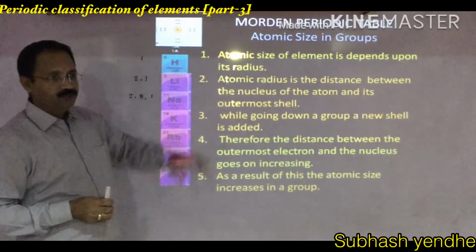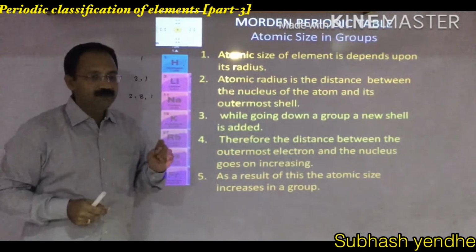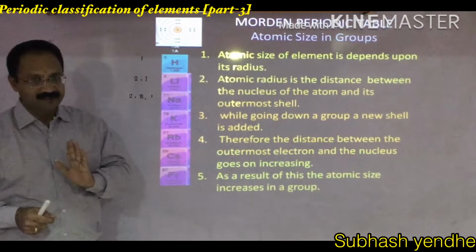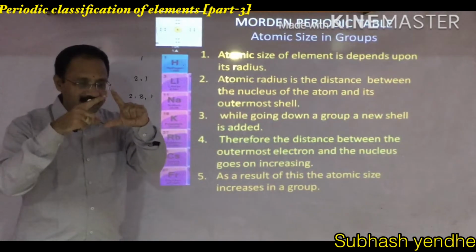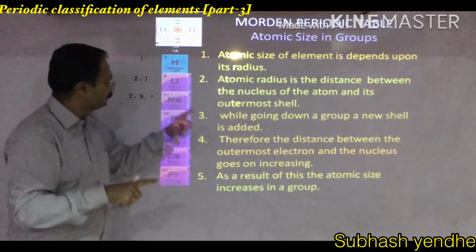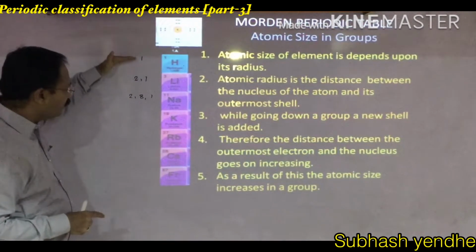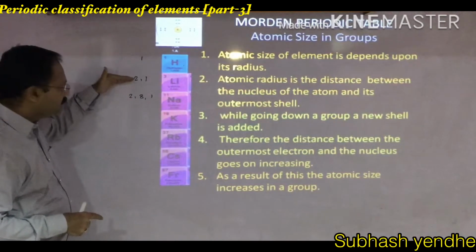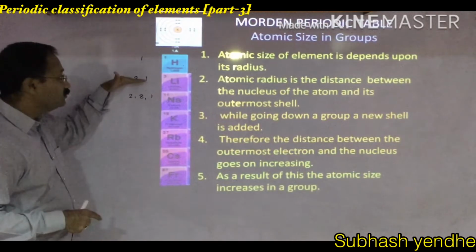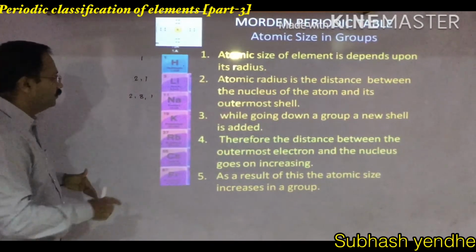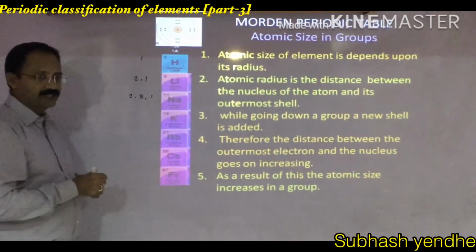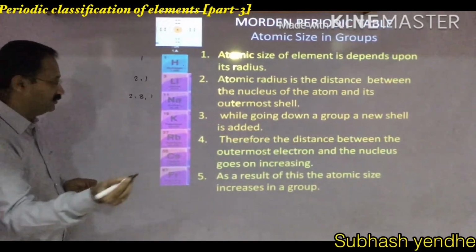The first point you have to write as it is. Atomic size of an element depends upon its radius. Radius is nothing but the distance between the nucleus and the outermost shell. While going down in a group, the shells are increasing. It means a new shell is added, and therefore the distance between the nucleus and the outermost shell is increased.